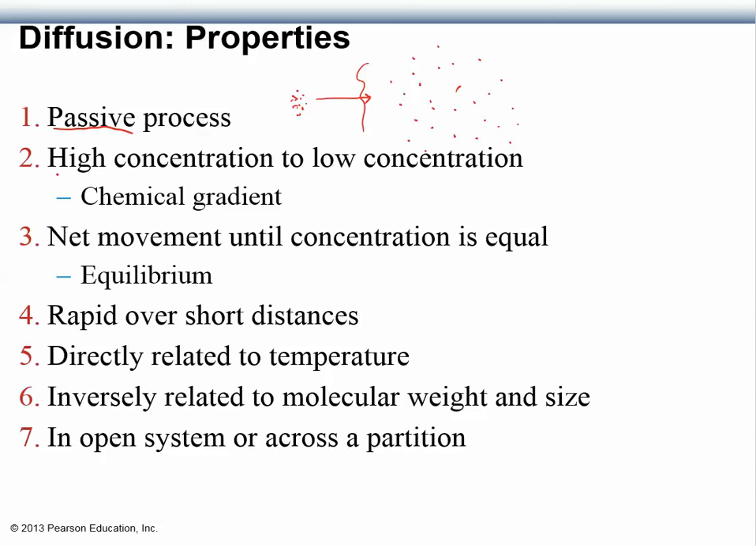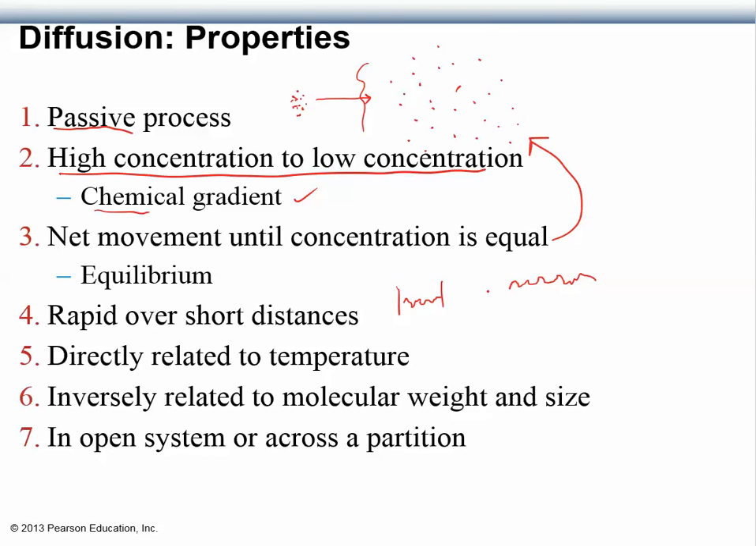It's a passive process. It moves, and this is very important, from a high concentration to a lower concentration, and we call that a chemical gradient, because usually we're talking about chemicals. These particles we're talking about are some kind of chemical. Okay, net movement until the concentration is equal, so it moves to equilibrium, which is what we saw here. And it's rapid over short distances. Okay, so that means that it kind of bounces around. When things move, they don't always just move in a straight line, but in a short distance it's very rapid, but in a long distance, you can see where it would take much more time.